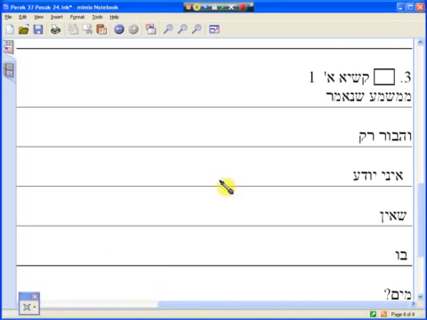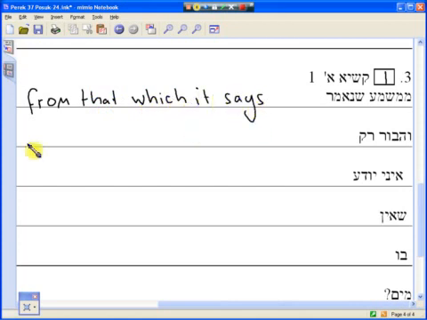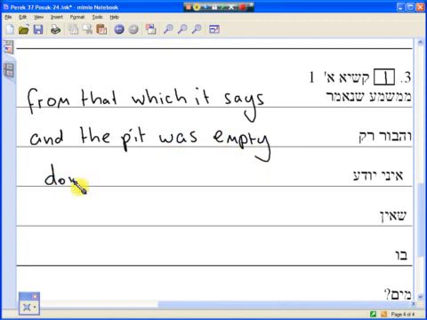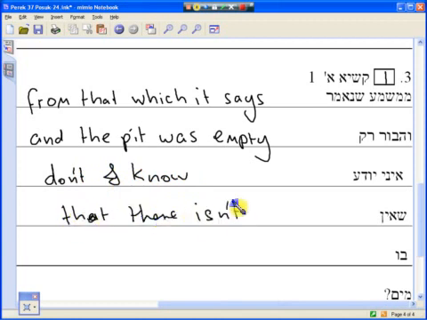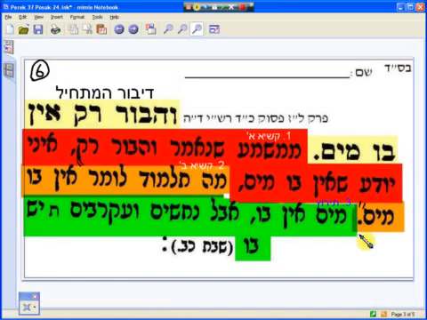So in order to unjumble the Rashi, unjumble the subheadings, I'll put a number 1 in there. And under that subheading, he writes Mimashma Shenema, from that which it says, Vaboy Reik, and the pit was empty. Aini Odea, don't I know, She'ain, that there isn't, boy, in it, Mayim, that there is no water in it. So that's section 1. Let's have a look for section 2.